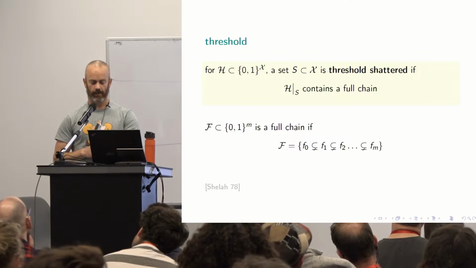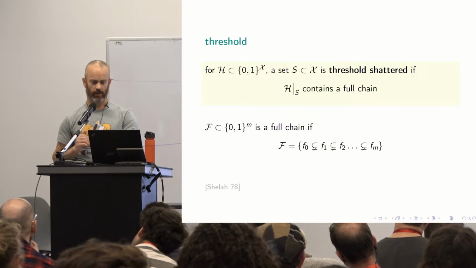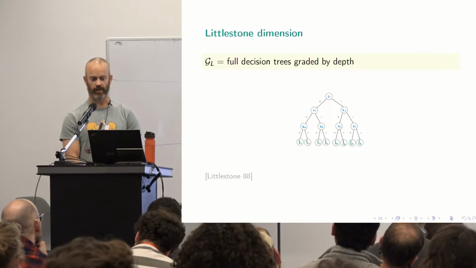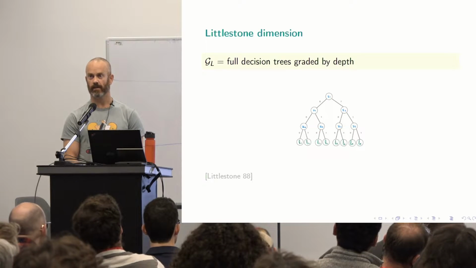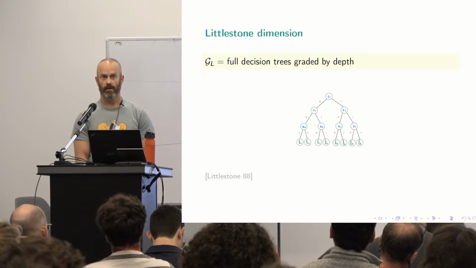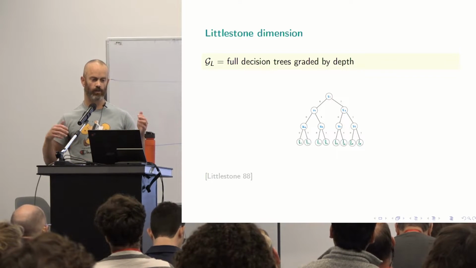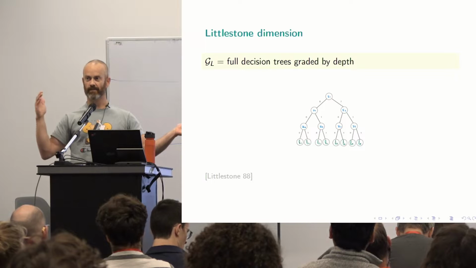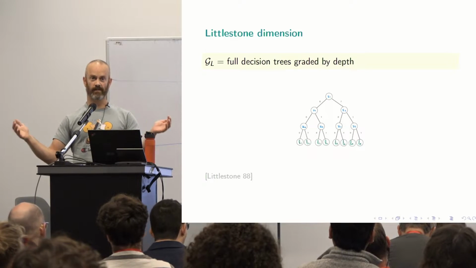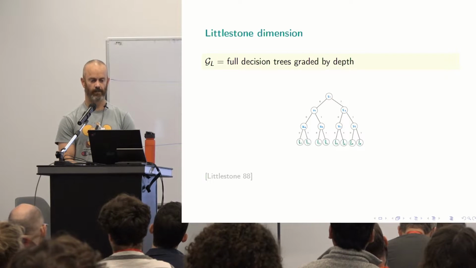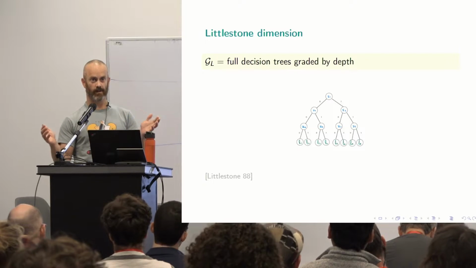And this threshold dimension has a friend, which is called the Littlestone dimension. So the Littlestone dimension is defined by full decision trees. This is the example that we saw before. No restriction. This is called the Littlestone dimension. So the collection of functions is full decision trees. They are graded by depth, and the outputs are the leaves. This defines a dimension, the maximum size of a full decision tree that is being shattered by this class of functions. So this is called the Littlestone dimension. So we have a threshold dimension, and we have Littlestone dimension.